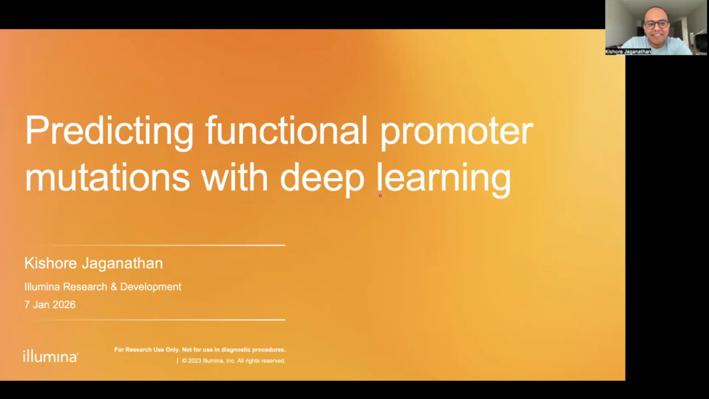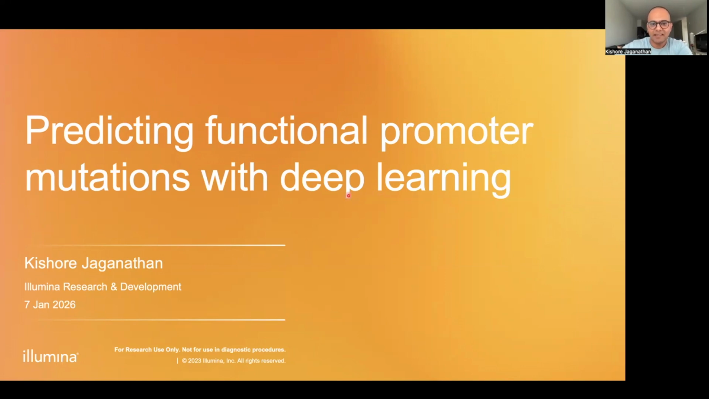I've been spending the last 10 years at Illumina developing deep learning tools for interpreting the non-coding genome. Today I'll be presenting a tool called PromoterAI, which we released last year to predict the functional impact of promoter mutations. Specifically, given a promoter mutation, does it increase gene expression, decrease gene expression, or have no impact?